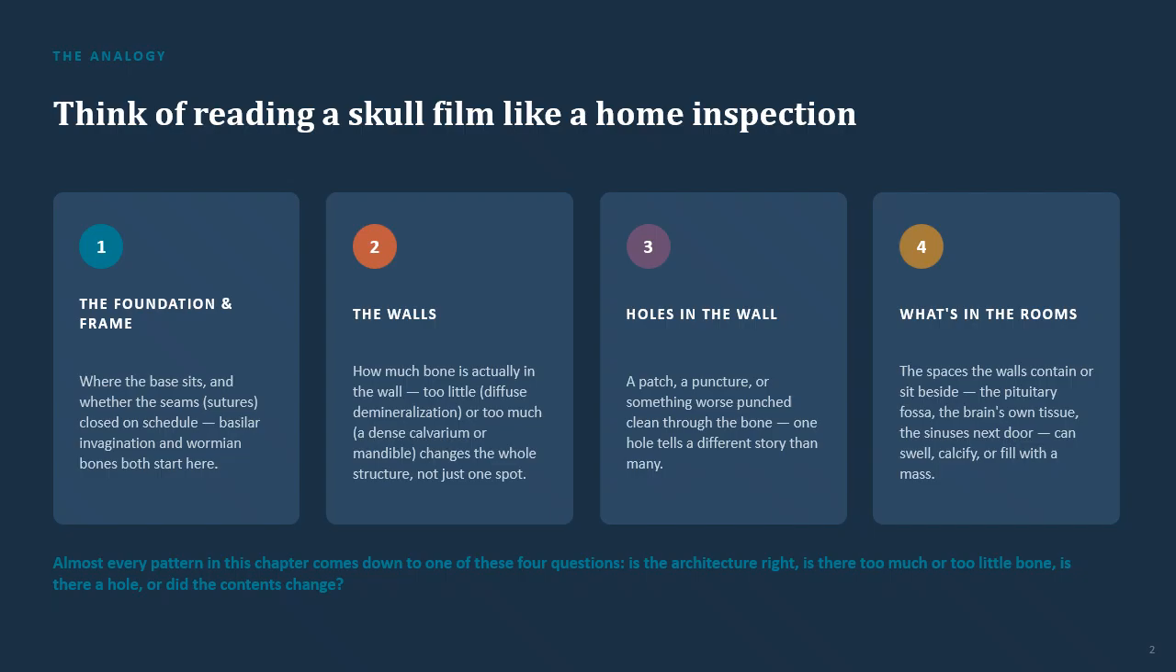The second thing we're looking at is the wall. Here we're going to be looking at the overall bone density. Does the skull look too dark because we're losing some of our bone density, or does the skull look unusually white because there is some sort of increased bone density? So again, we're asking whether or not the walls have the right amount of material in them. The third question is we're looking for holes in the walls, and these are what we call osteolytic lesions if we're talking about bone lesions of the skull itself.